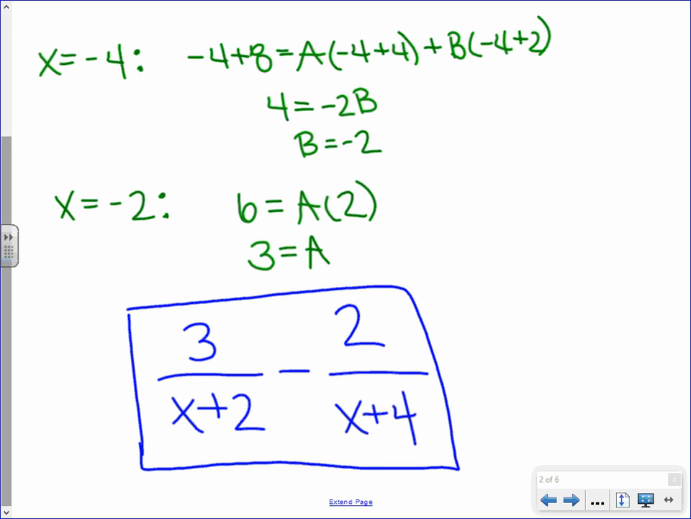Okay. What did we just do? We just took a fraction and we broke it up into, in this case, a subtraction problem. If we went through the process of getting common denominators to actually combine these two fractions, we'd get back to where we started. So we're kind of working backwards from adding and subtracting fractions.